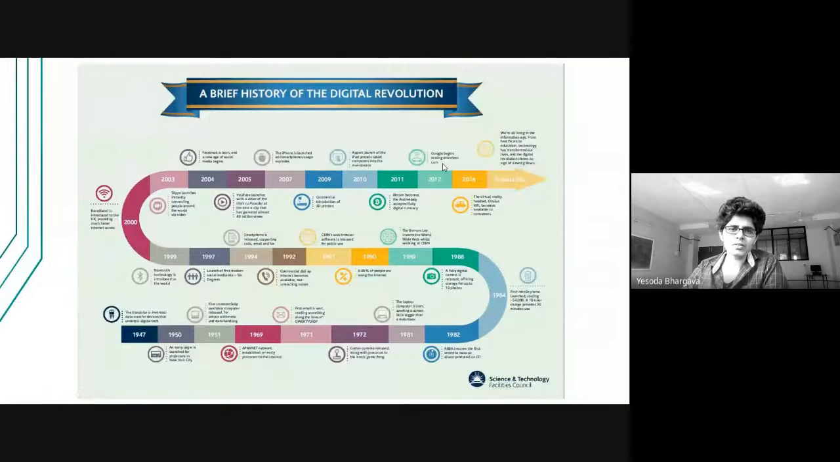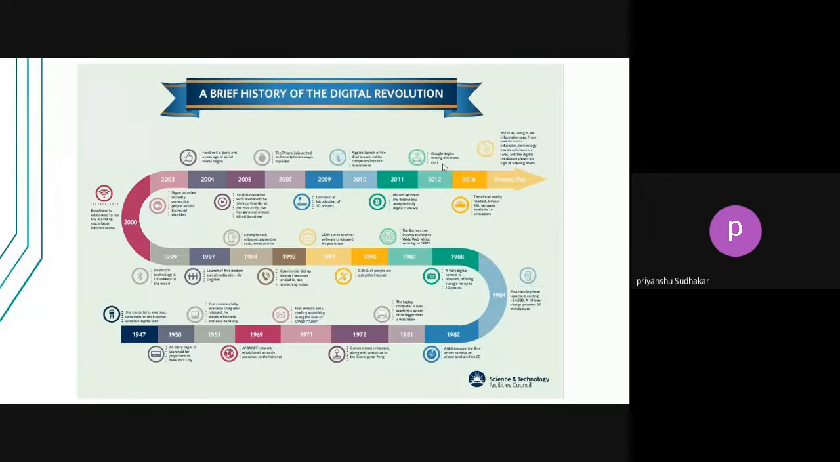So this is a brief history of the digital revolution. I know it is very hard on your eyes. Can someone tell me if it's visible or not? Yes, ma'am. Ma'am, we can barely read the small text. Okay. Yes, ma'am. The text is not visible.